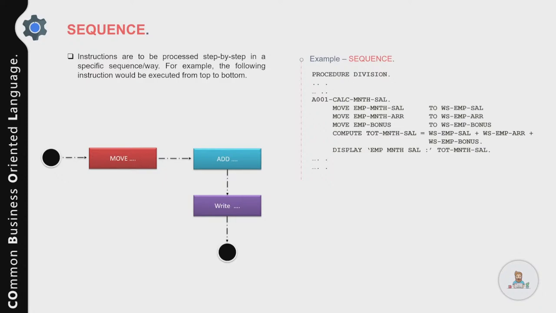Thereafter, you have monthly area to WSEMPArea. Thereafter, you have bonus, which will be moved to a temporary field, that is WSEMPBonus. And thereafter, we are just using a compute statement to sum up all these and store the result in total monthly salary field. And at last, we would be executing the display statement, which will display employee monthly salary in spool.